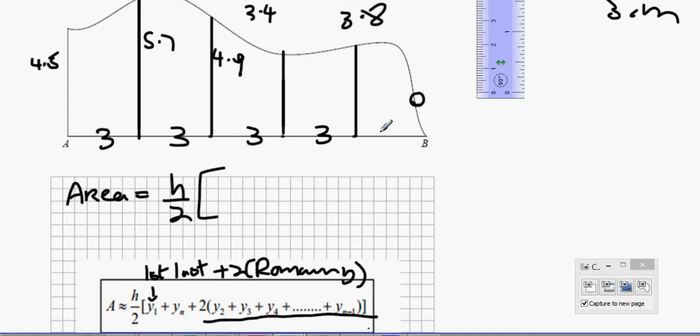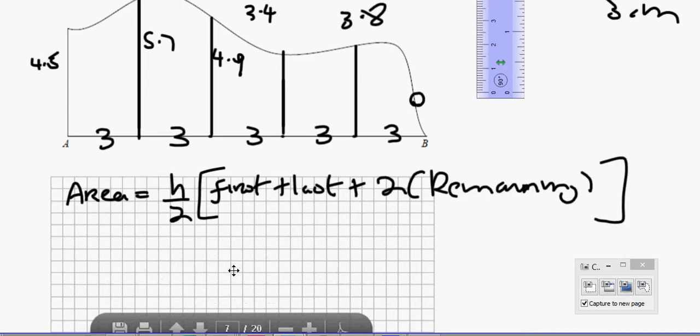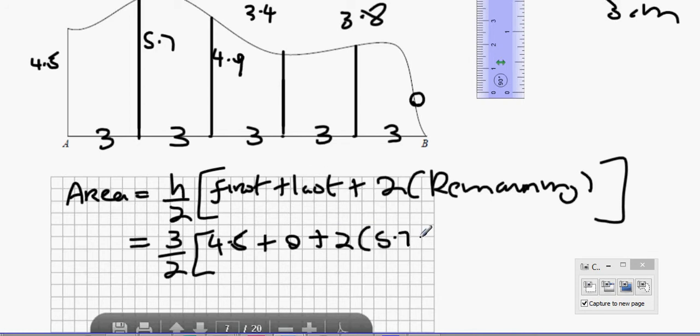Okay, so it's going to be h over 2 times, in brackets, first plus last plus 2 times the remaining added together. Close bracket. So when we go through this, we're going to put h equals 3 over 2. The first is 4.5, the last is 0, and then 2 times the remaining is going to be 2 times 5.7 plus 4.9 plus 3.4 plus 3.8.